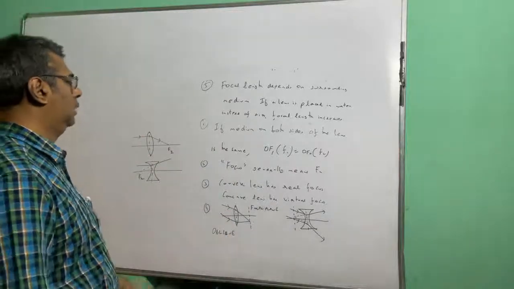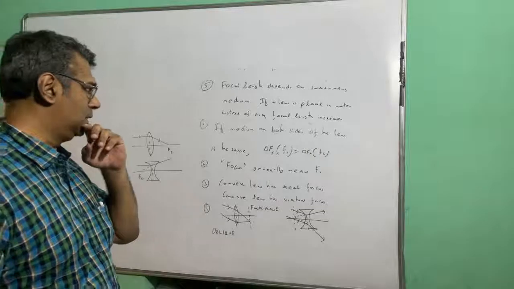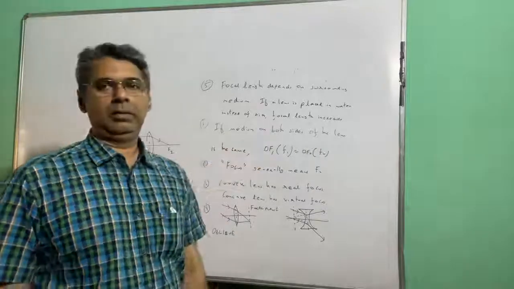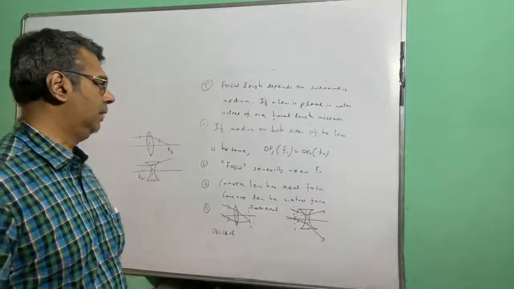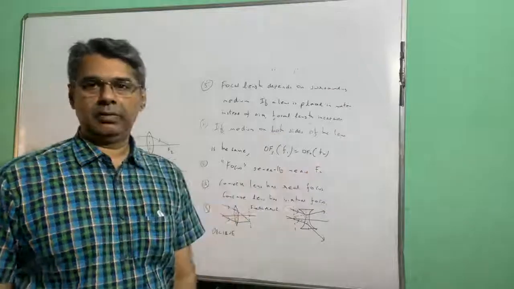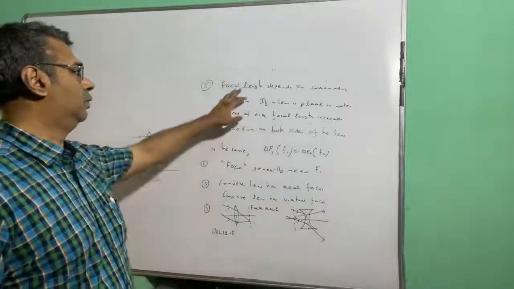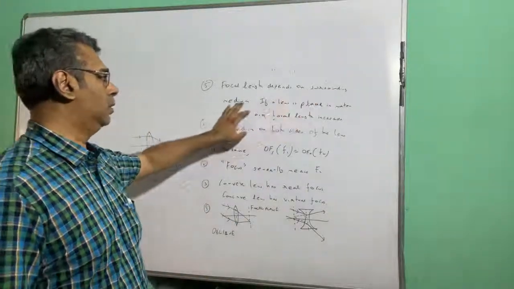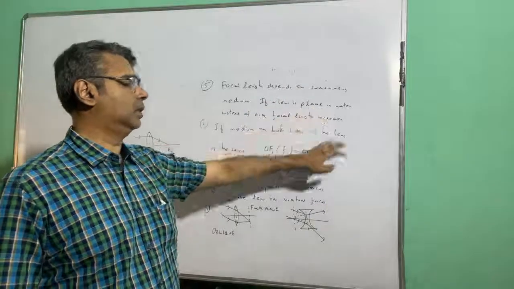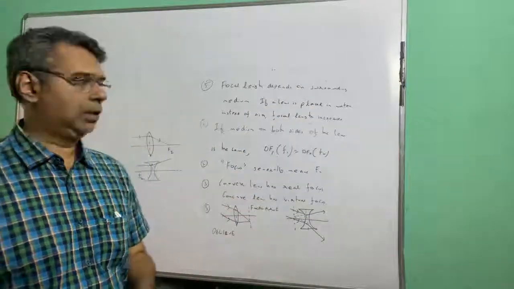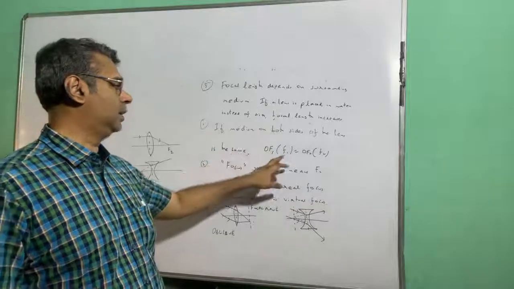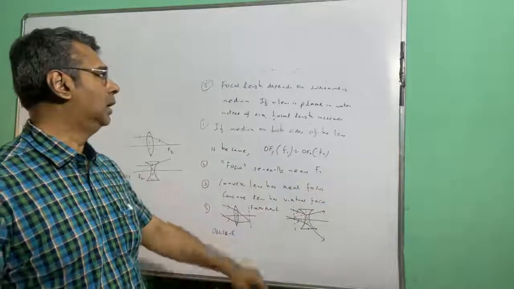Okay, now when I was telling you that if the medium on both sides of the lens is the same, then f1 will be equal to f2, that's what I was telling you. So focal length depends on the surrounding medium, because if the medium is the same, then f1 and f2 are equal.